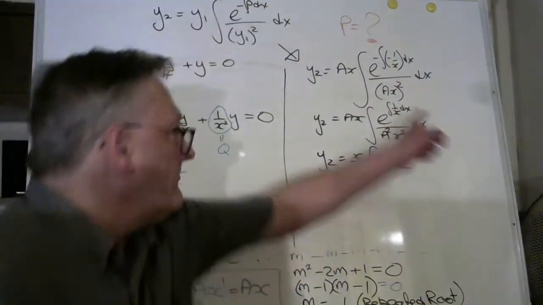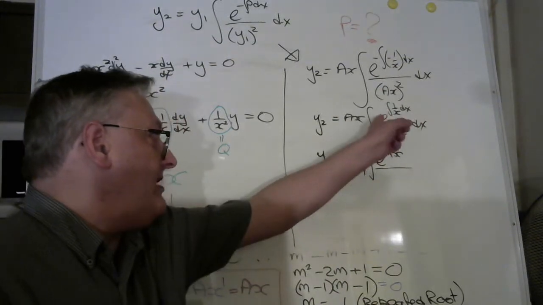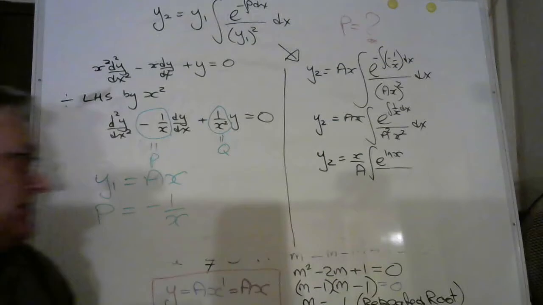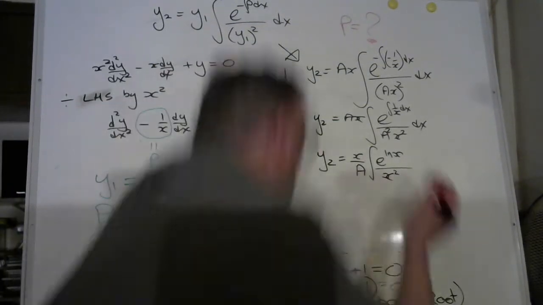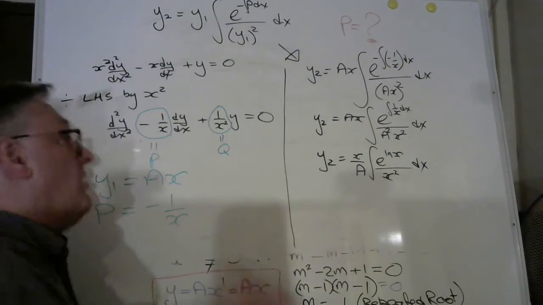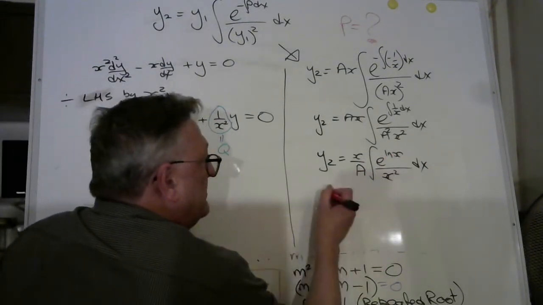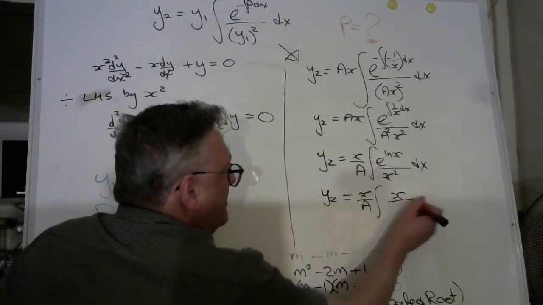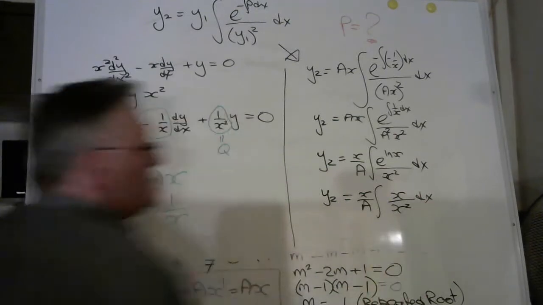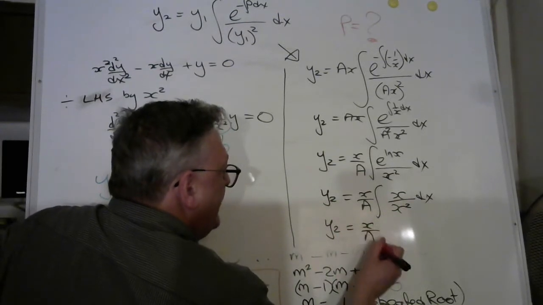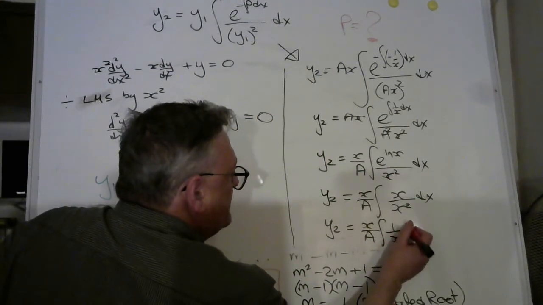If you have e to the integral of 1 over x dx, the integral of 1 over x dx is just log x, and that is divided by x squared, and then we have to do another integral, so stand by. What is e to the log of x? Well, the exponential of a logarithm of a number is just that number. So it's y2 equals x over a times x over x squared dx. And if we simplify that further, we get y2 equals x over a times the integral of 1 over x dx.